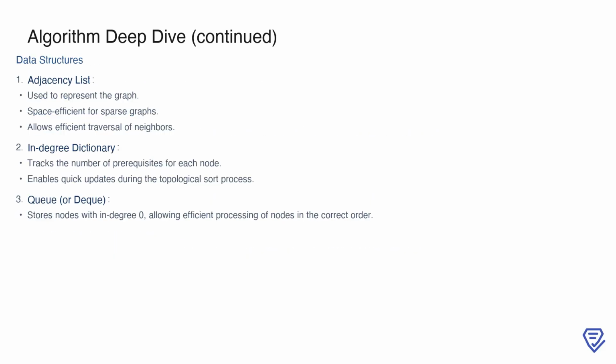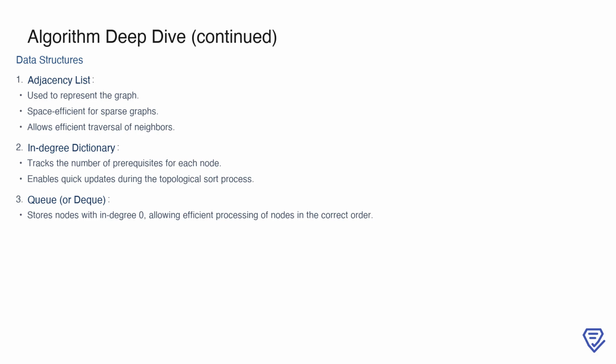To implement this algorithm efficiently, we rely on three key data structures. The first is the adjacency list, which represents the graph. This structure is space efficient, especially for sparse graphs, and allows us to efficiently traverse the neighbors of any node. Next, we use an in-degree dictionary to track the number of prerequisites for each character. This allows us to quickly update in-degrees during the topological sort process as edges are removed. Finally, the queue, or deque, plays a critical role in managing the nodes with an in-degree of 0.